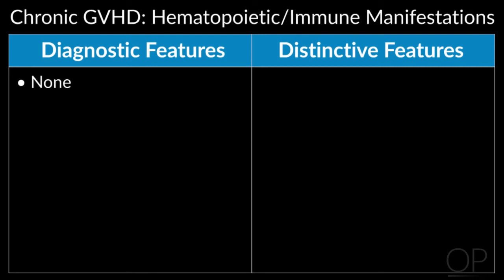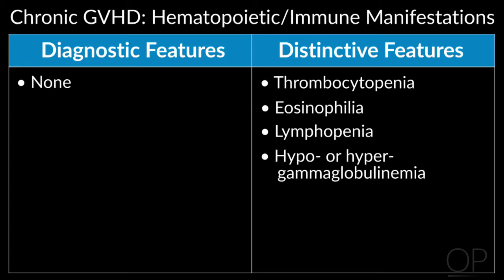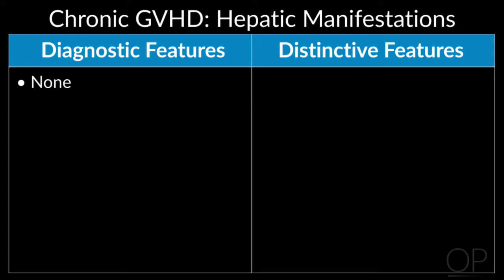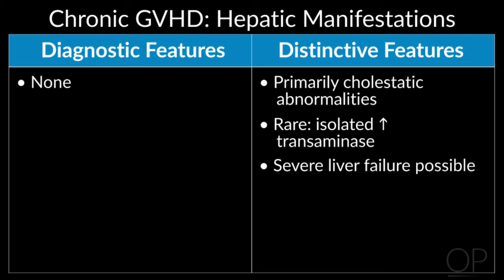Within the hematopoietic immune system, you can see thrombocytopenia, which is associated with a very poor prognosis. Eosinophilia, which we often think about as a marker of GVHD, but is not a predictive one for many patients, it is for others. Lymphopenia, hypo or hypergammaglobulinemia, and the presentation of autoantibodies. And hepatic graft-versus-host disease, so one of the other very commonly involved organs, is primarily cholestatic abnormalities. Isolated transaminase elevation is uncommon. Severe liver failure can occur due to GVHD. Typically is a little easier to treat than the other organs, but not uniformly.